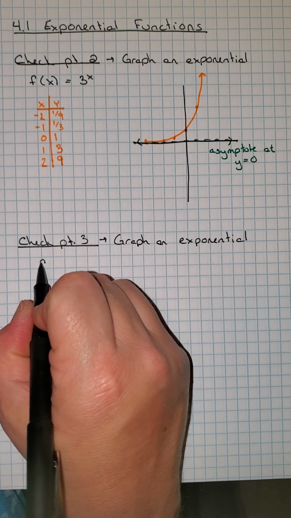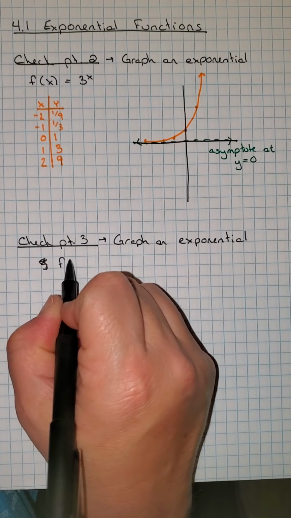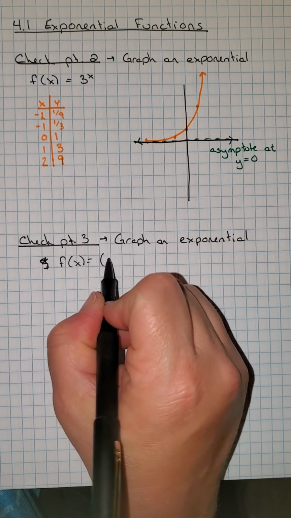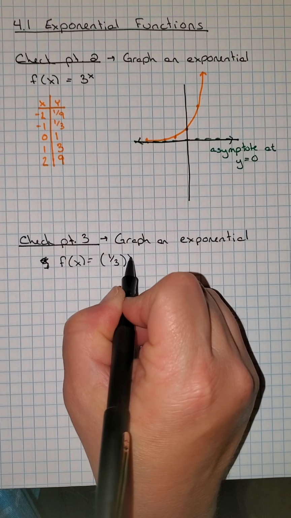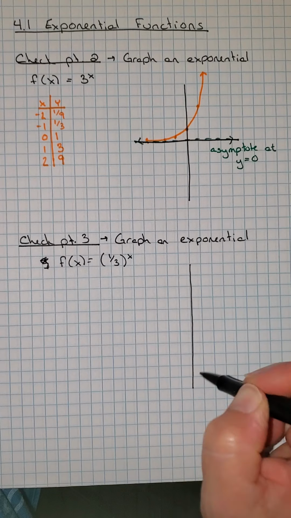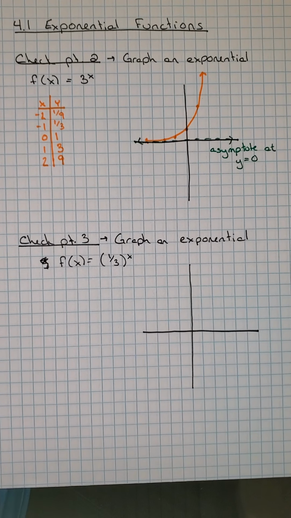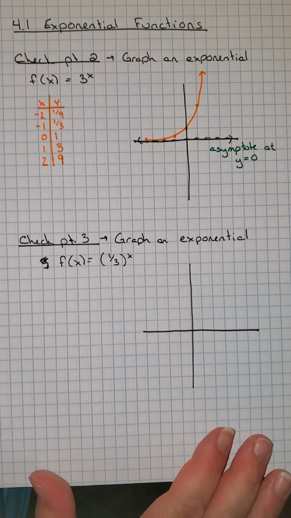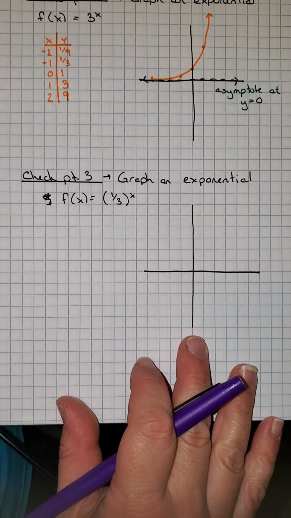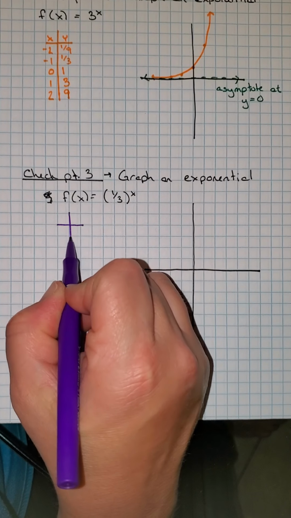For this one, we're going to graph, actually it has f of x equals 1/3 to the x. So very similar to the one we just did, except instead of the 3, you have a 1/3. Let's see what it does to the graph. I'm going to do it the same way. I'm going to do a table of values. Same values for x, -2, -1, 0, 1, and 2.